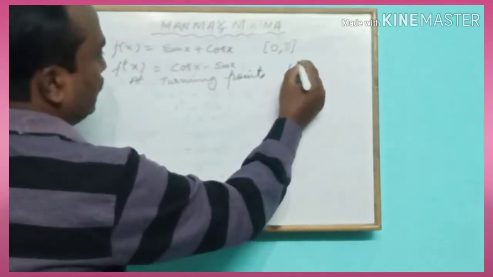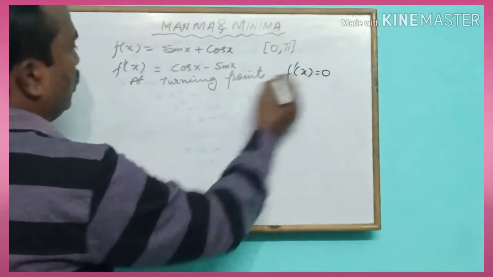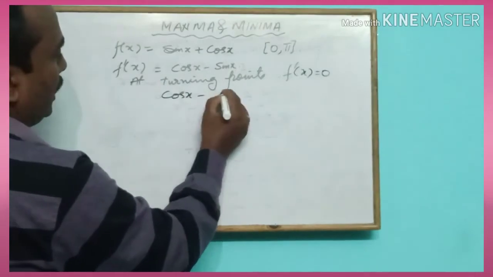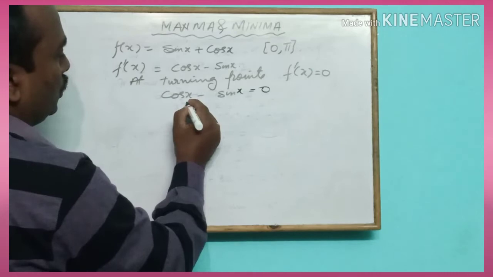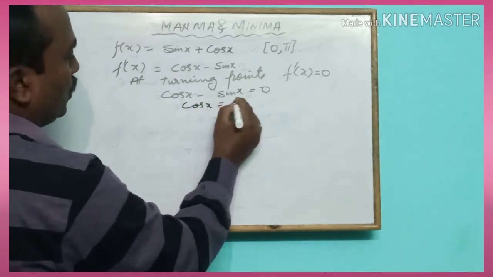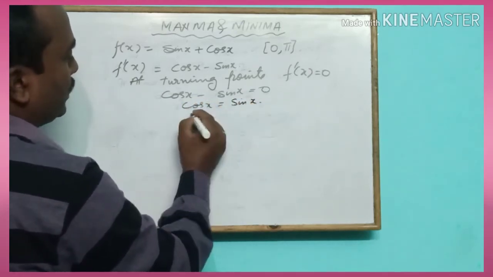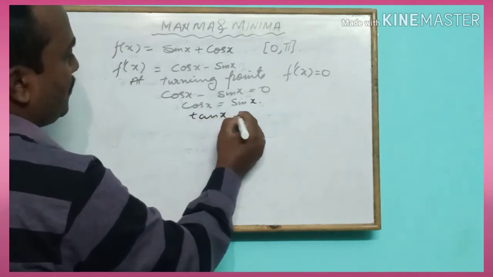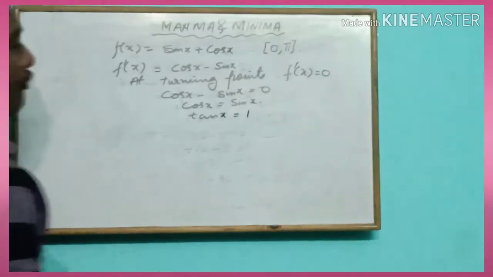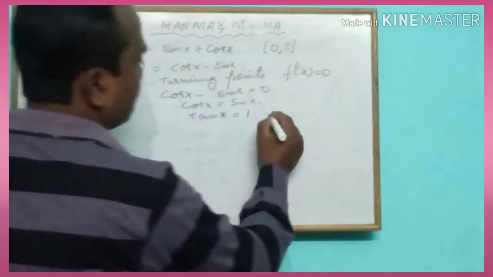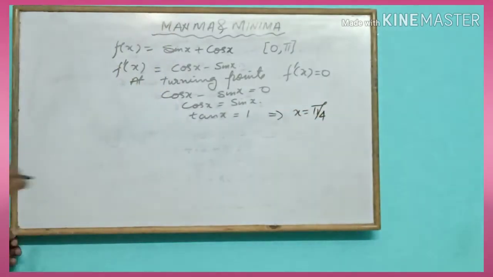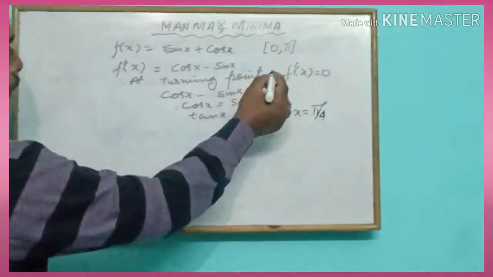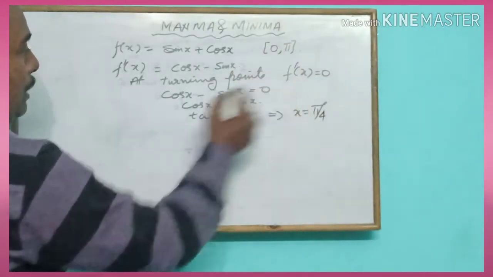f'(x) is 0, so cos x minus sin x is 0, or cos x equals sin x, or we can say tan x equals 1. Is it okay? This implies x is equal to pi by 4. So we are getting only one critical point. So let us find the values at these 3 points: 0, pi and pi by 4.